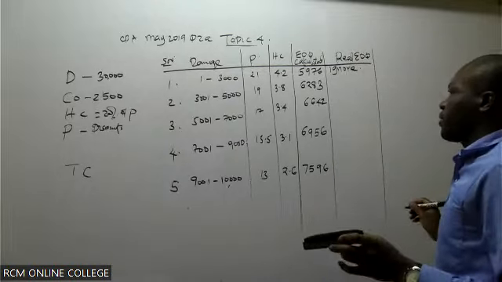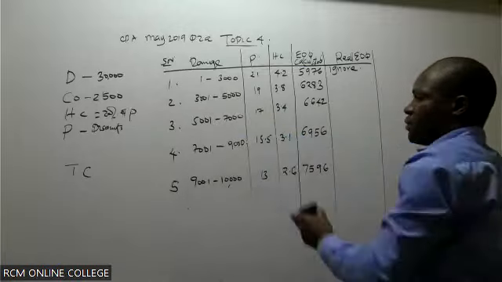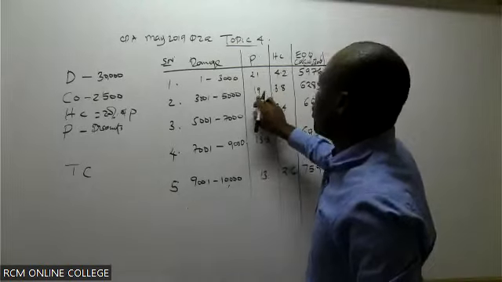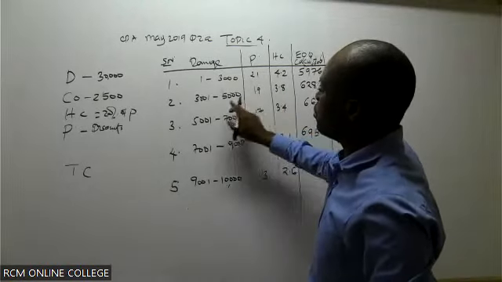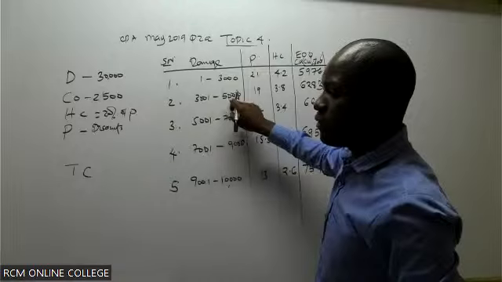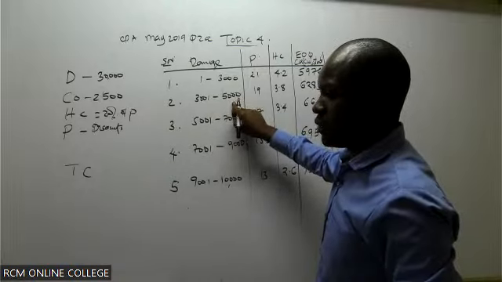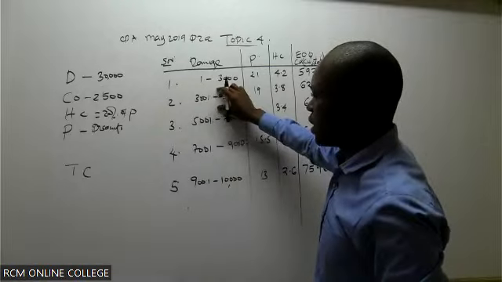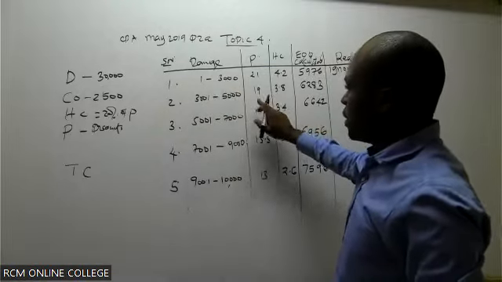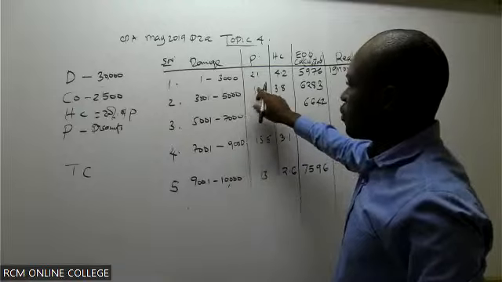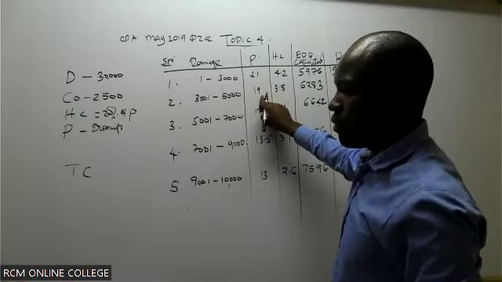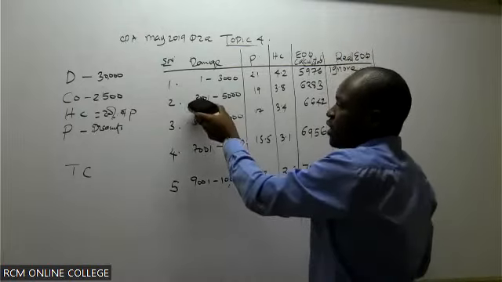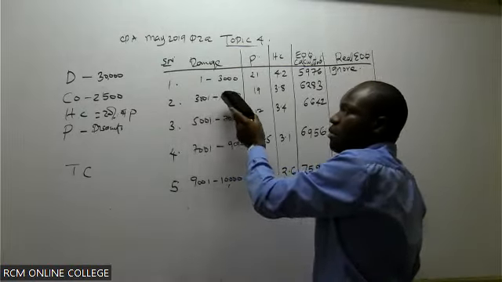That is done. Let's get to the second range. For you to get a discount from 21 to 19, you must have purchased goods between 3,001 to 5,000. Don't worry, this one here will explain that. For you to get a purchase price discount from 21 to 19, you must purchase goods either a minimum of 3,001 or a maximum of 5,000.